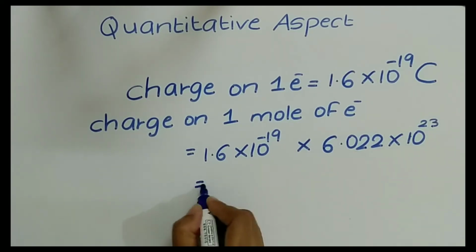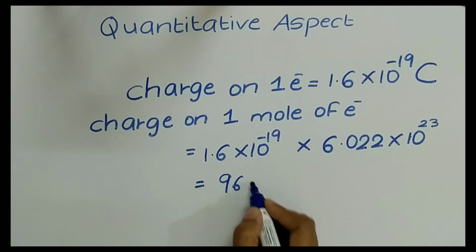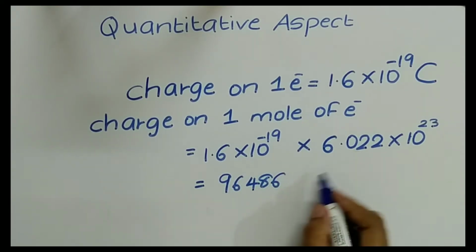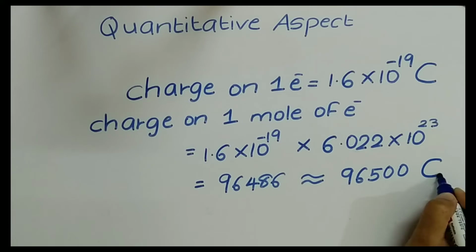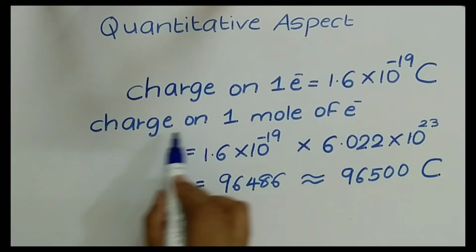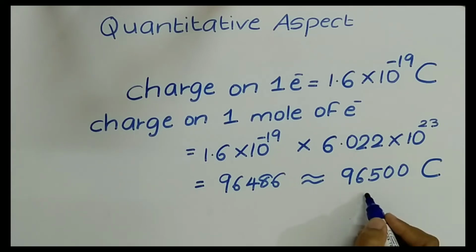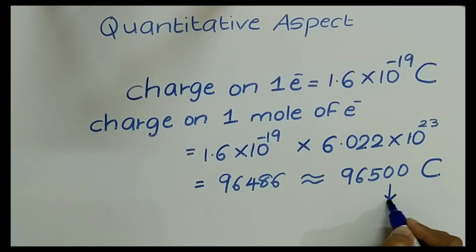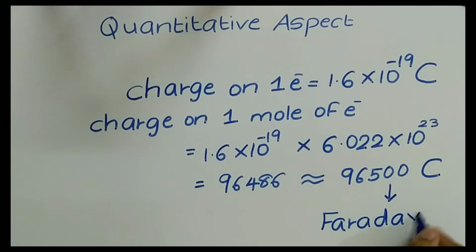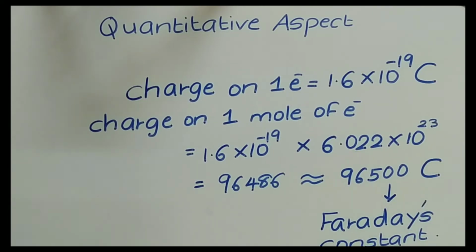Right. Now if we calculate this, we get 96,486. Rounding up approximately, we take it as 96,500 coulomb. Therefore, the charge on 1 mole of electrons is 96,500 coulomb. And this number is called Faraday's constant. So this value we have to remember. The unit is coulomb, capital C.